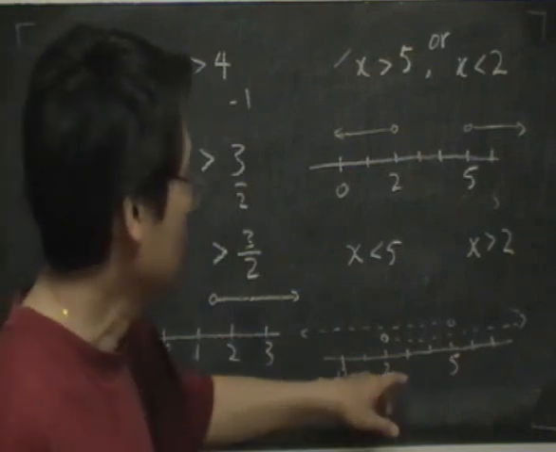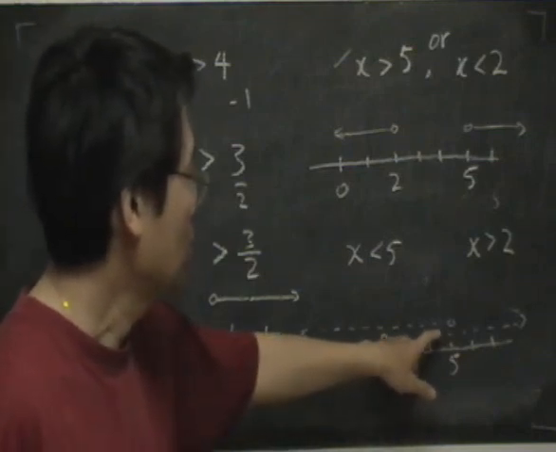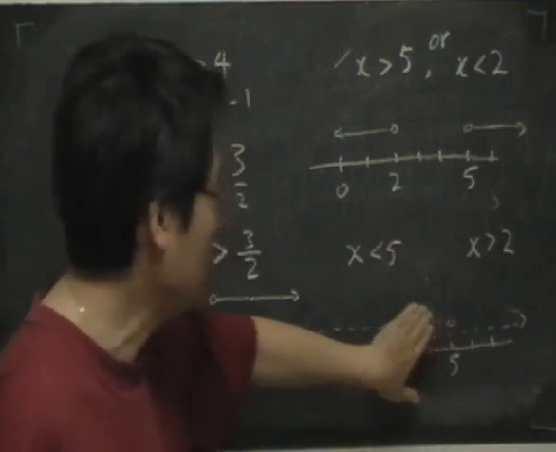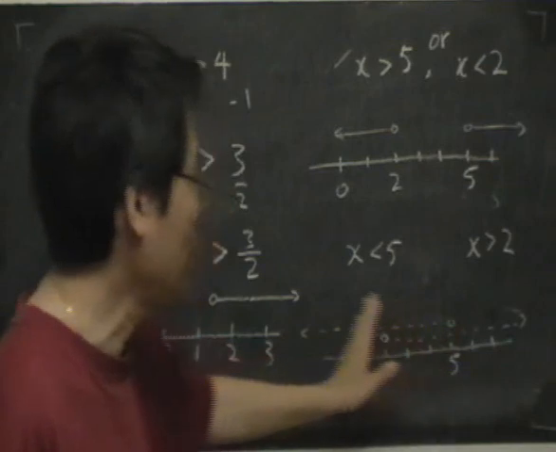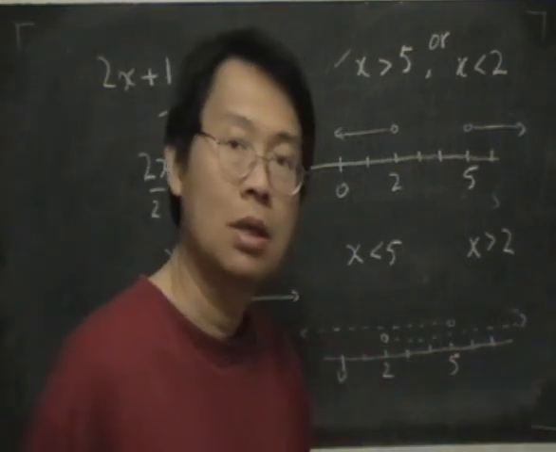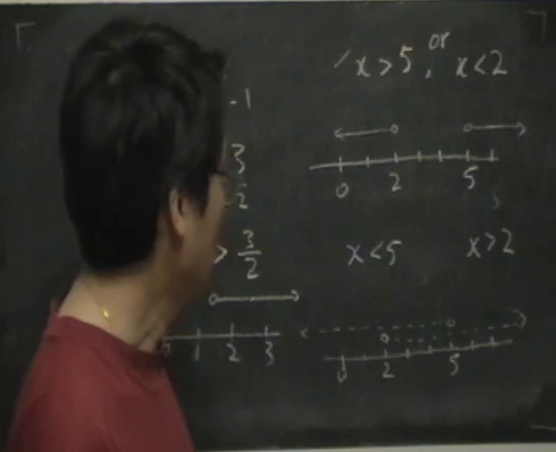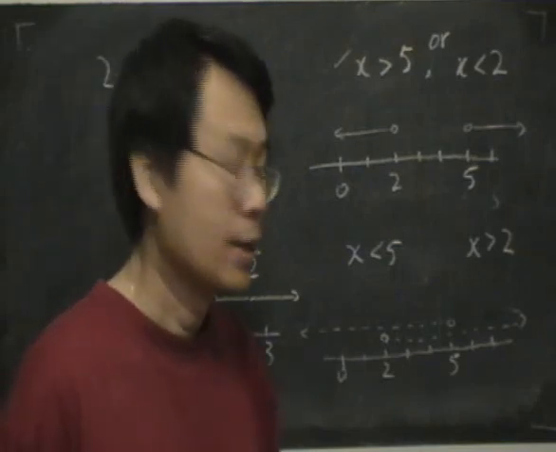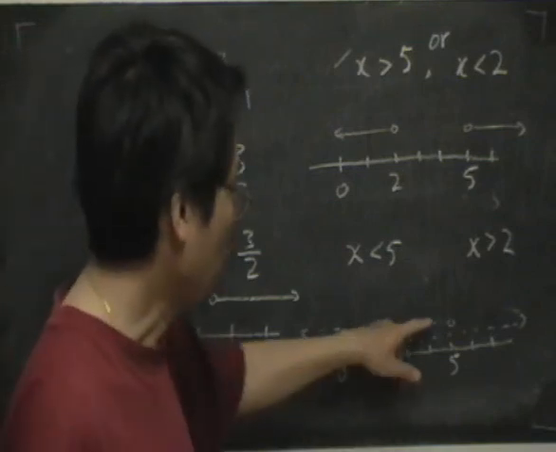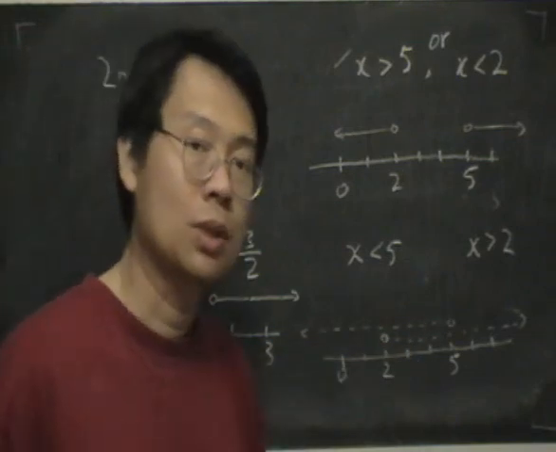So x less than 5 are the numbers here to the left of 5. x more than 2 are the numbers to the right of 2. Now that seems a bit confusing. We have this overlapping bit. What does it mean?